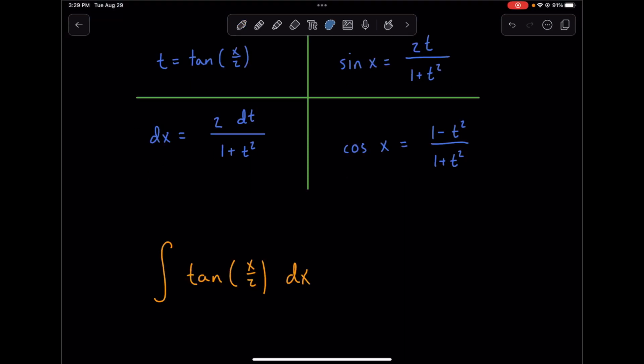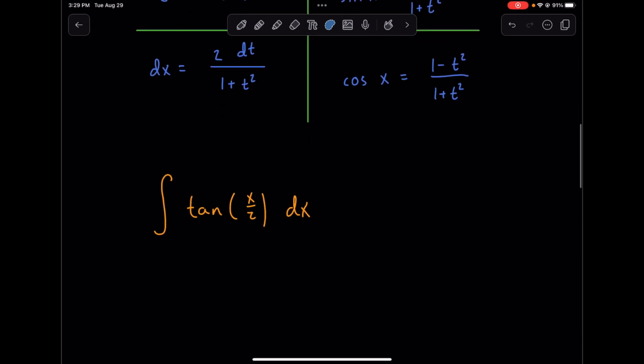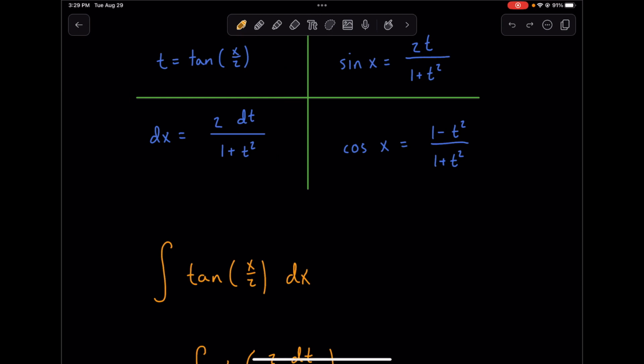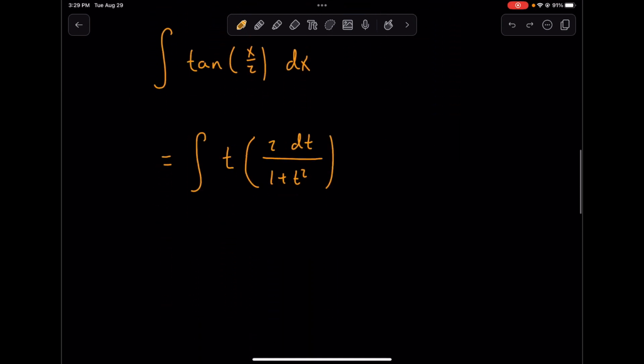Alright, so one example of a time that you might want to use this type of substitution is for the integral of tangent x over 2 dx. We can pretty easily rewrite this as the integral of t, replacing tangent of x over 2, and to replace dx, we can replace it with 2 dt over 1 plus t squared. That comes straight from these two substitutions right here. So now we can rewrite this as one fraction. That's 2t dt over 1 plus t squared.